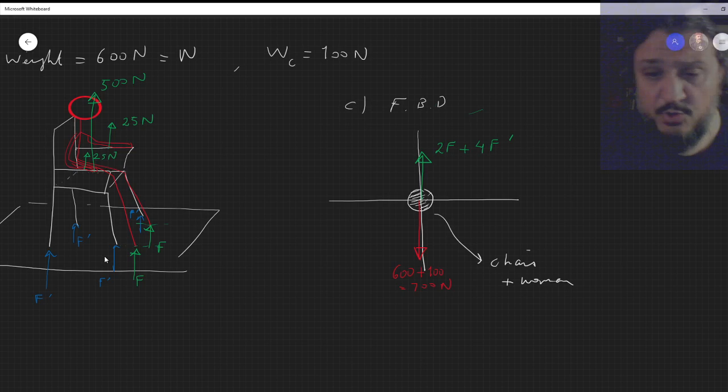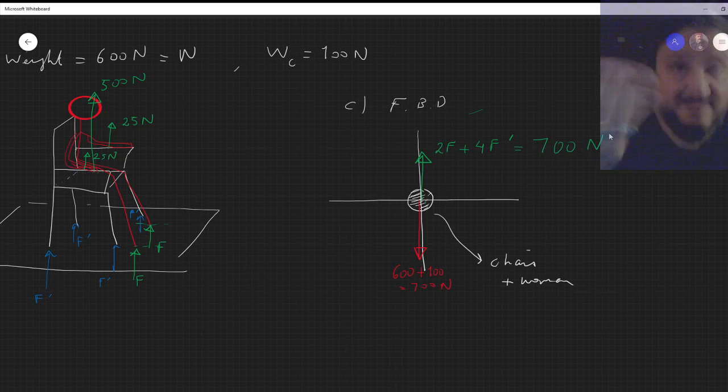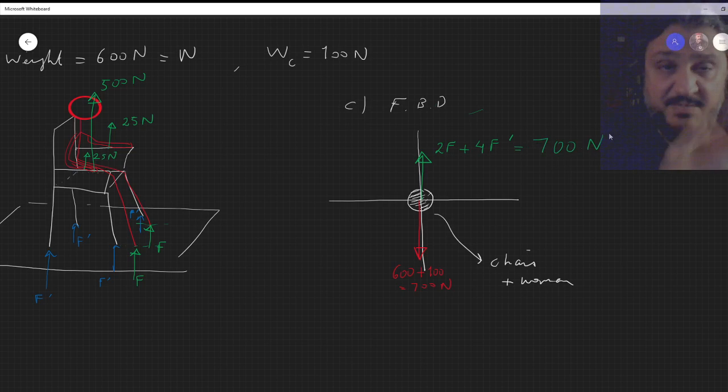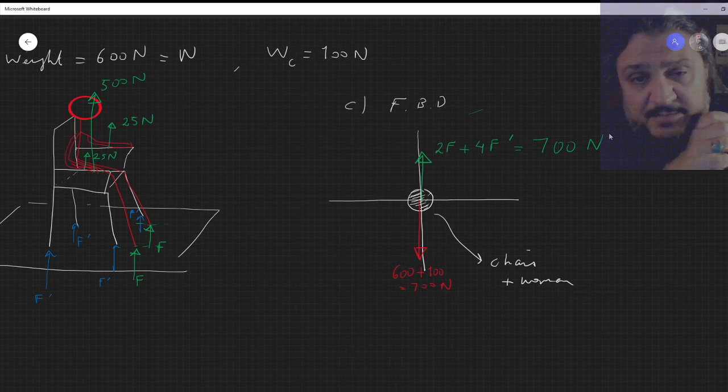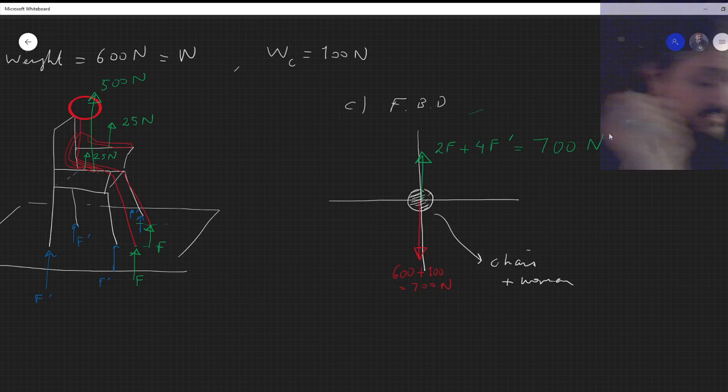Okay, so if you want to find this force, it's actually really simple. The system is in equilibrium. So this force, the 2F plus 4F prime, has to add up to 700 newtons. If it were anything other than 700 newtons, the system would not be in equilibrium, right? So we already found part C, that's 700 newtons.